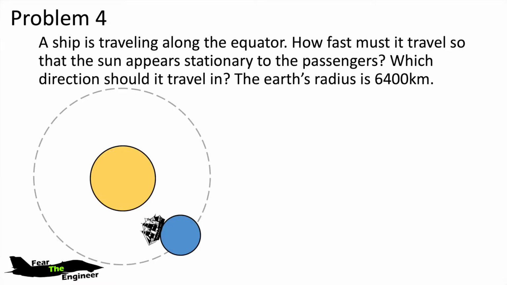Let's start with a quick sketch. It shows the Earth revolving around the sun. As the Earth spins, its angle to the sun changes, making the sun appear to move. For the sun to appear still, the ship must travel against the rotation of the Earth.